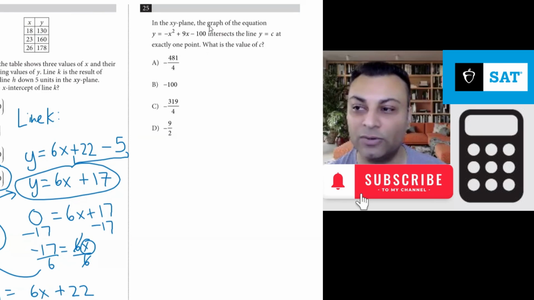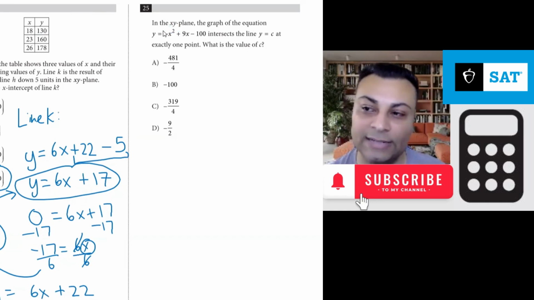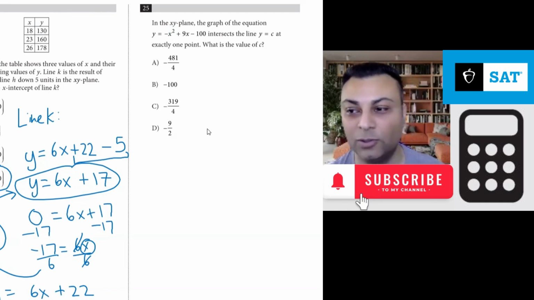Now, this particular graph is a parabola because it's got x squared there. It's a second degree graph, so it's a parabola. It starts with a negative leading coefficient, -1. So this graph will open down. It will look like this.